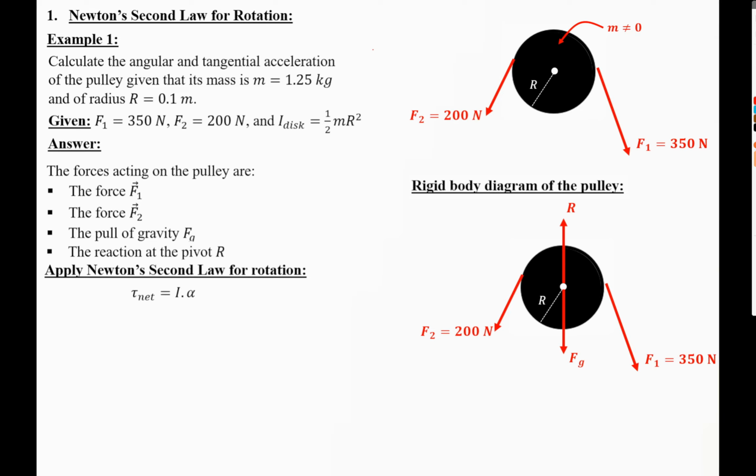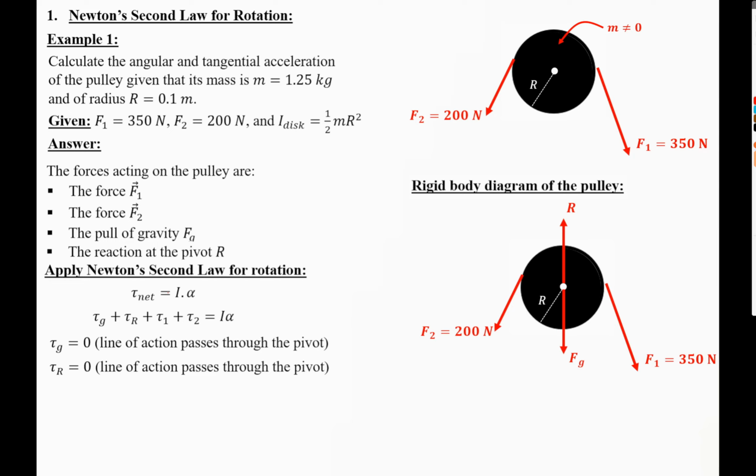Now we're going to apply Newton's second law for rotation, which is tau naught equals I multiplied by alpha. Now what are the torques? We have the torque produced by G, R, F1 and F2. G represents the torque produced by the pull of gravity. Luckily enough, both forces, the pull of gravity and the reaction at the pivot, produce no torque because their line of action passes through the pivot. Now we're left to determine the torque produced by the forces F1 and F2.